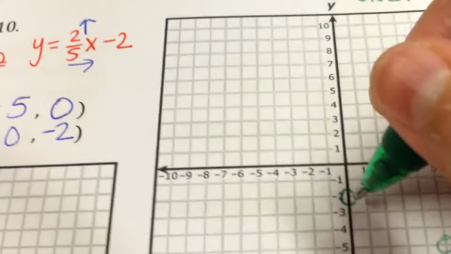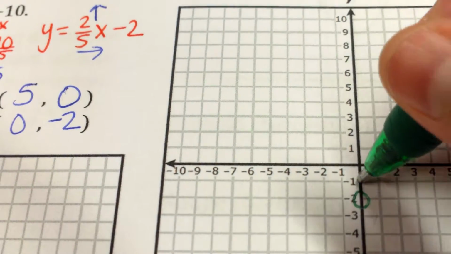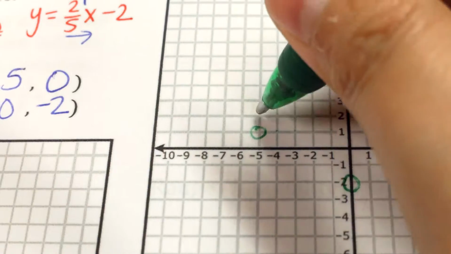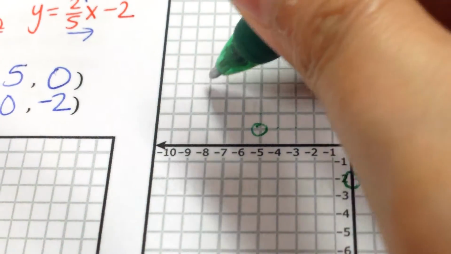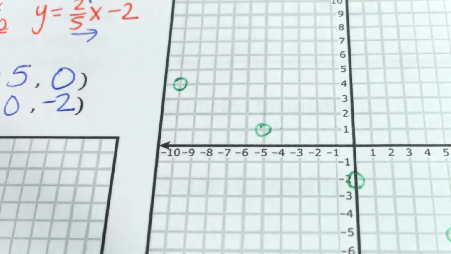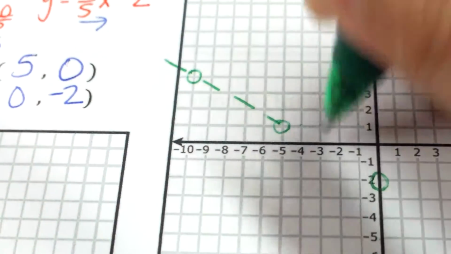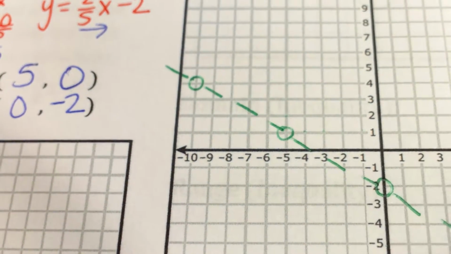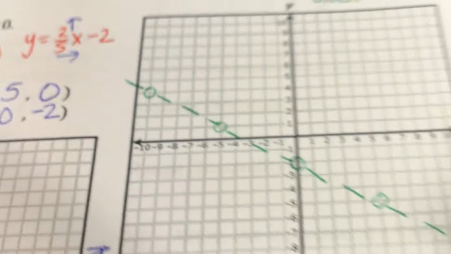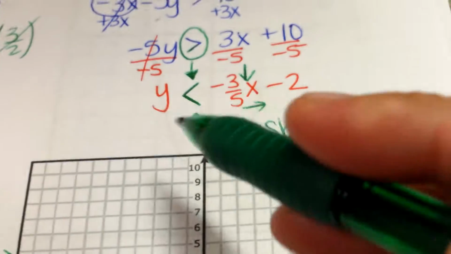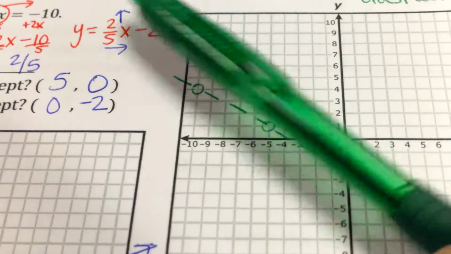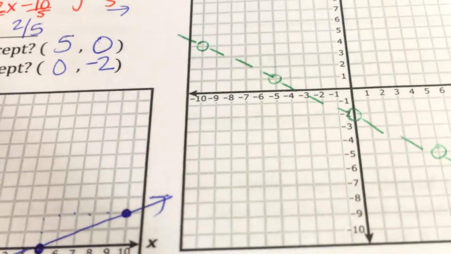Same thing over here, opposite. So 1, 2, 3, over 1, 2, 3, 4, 5. And it is dashed. There we go. This says y is less than, so it would be above or below? It would be below because it's less than.